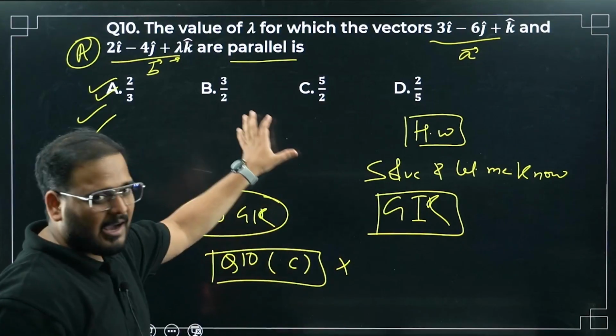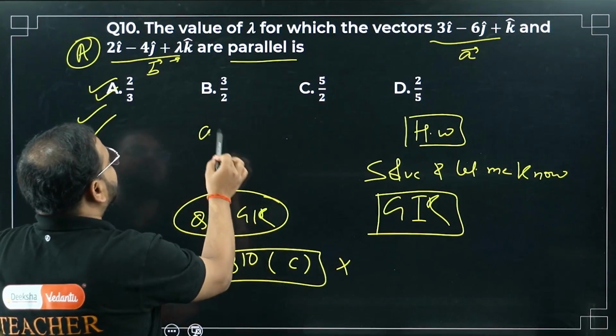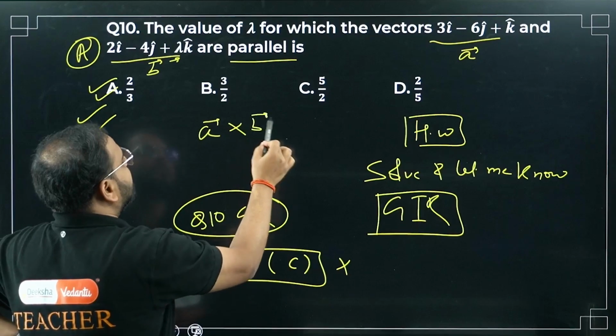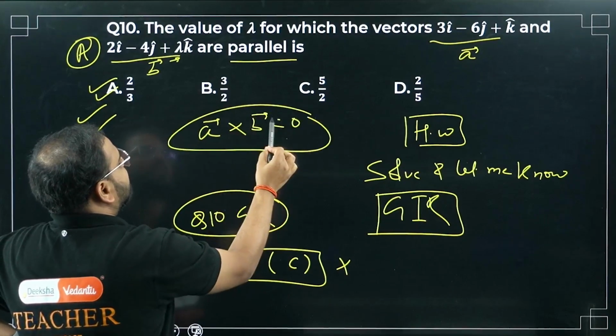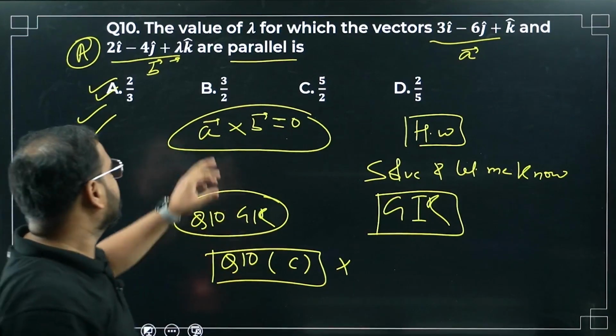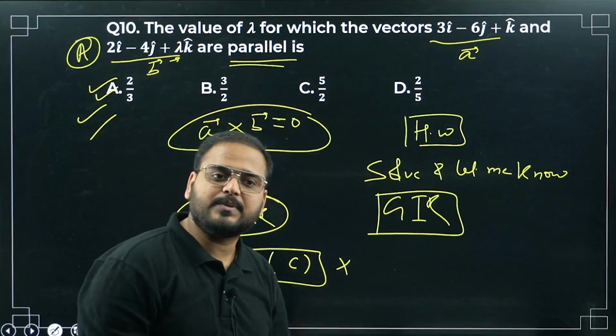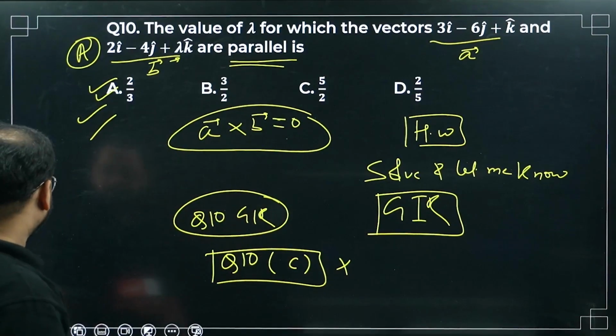Verify your answer. Have the same approach. What is the approach? Vector A cross vector B equals 0, because they have given parallel vectors. So vector A cross B is 0. Have a look. Last question.